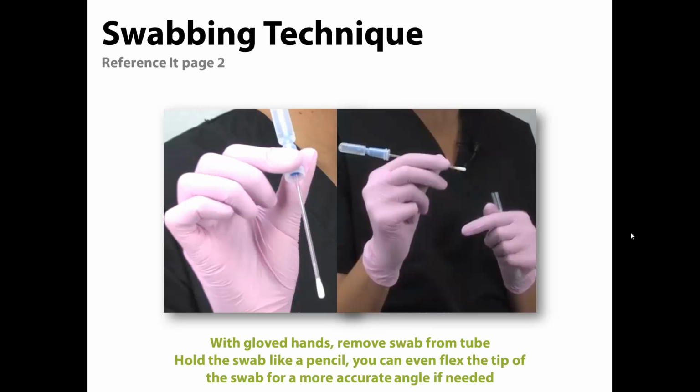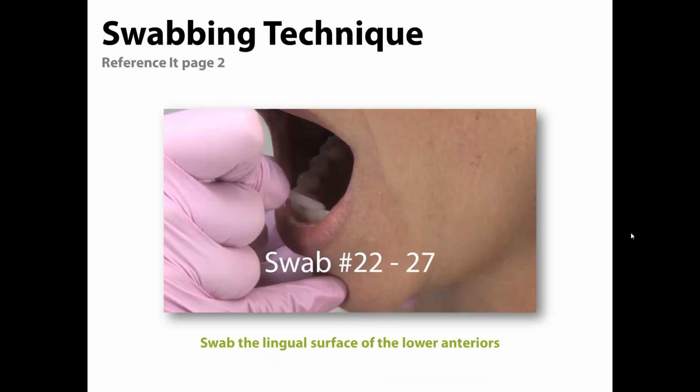Then, with gloved hands, you'll want to pull the swab out of the protective plastic tube. Grip the swab near the cotton tip like a pencil. It's flexible, so you can bend the swab if that's helpful when taking your sample. Then, just swab the lower linguals, number 22 through 27. It is essential to avoid all soft tissue, like the lips, the cheeks, the tongue, or the gingiva. Use one firm swipe. Don't scrub or go back and forth.